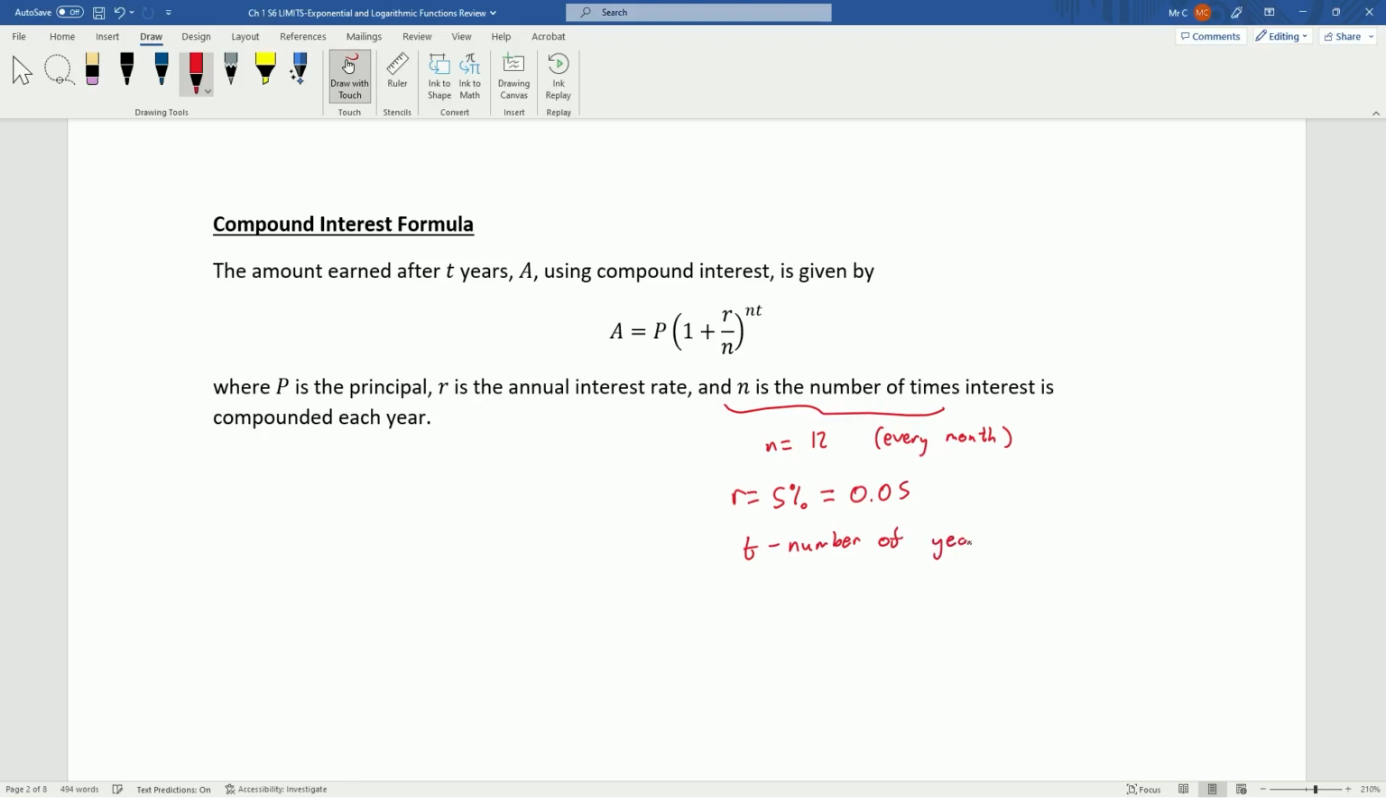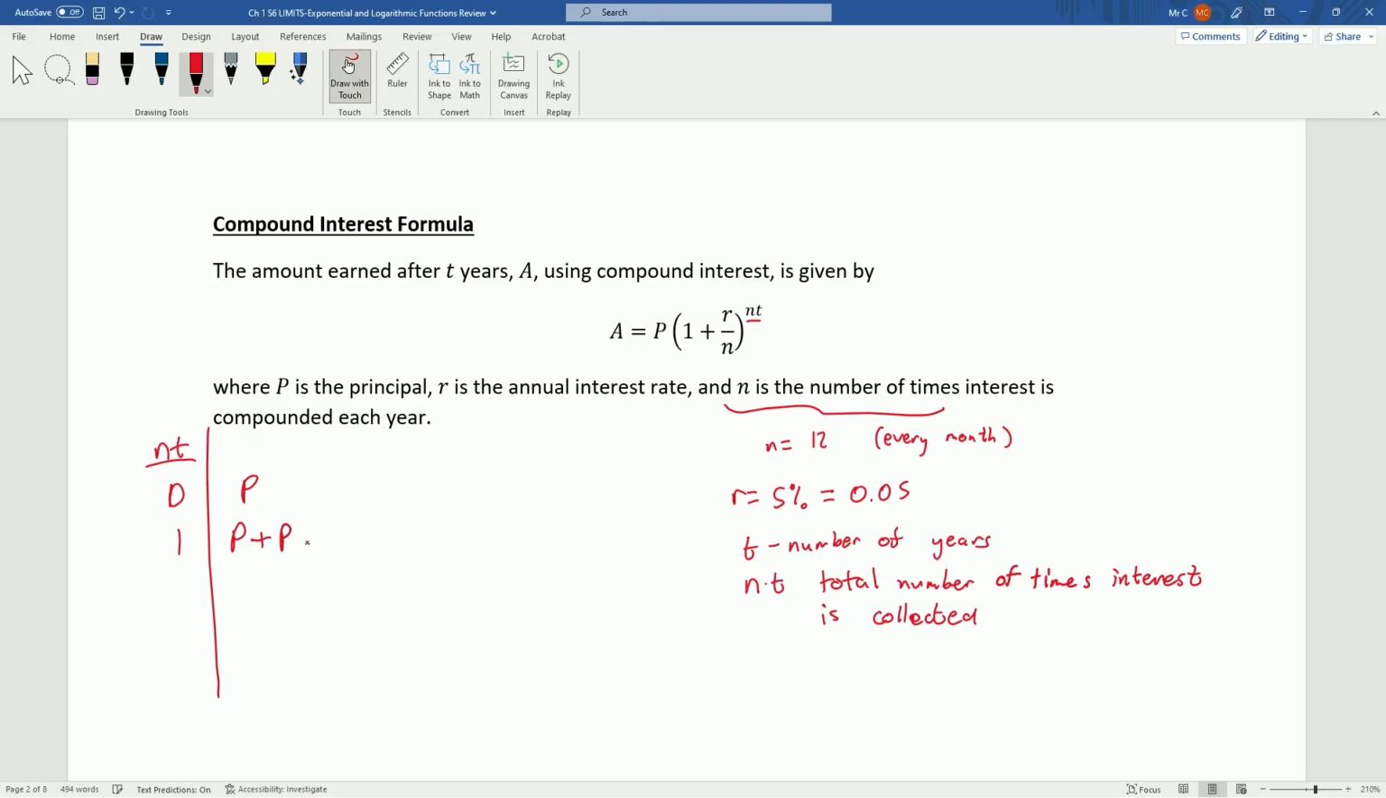But here's the key thing. N times T is the total number of times interest is collected. Right? If I collected n times per year and I multiply that by t, that's going to be the total number of times I've collected interest. So just as an example, I'll use nt as this column here. So if I collect interest 0 times, that means I've just put my money in the bank. If I collect interest once, that means I've got my principal and I've also added 5% on top of that. So I'm multiplying the principal by 0.05 and adding it to P. And if I factor that P out, I get P times 1.0.05.